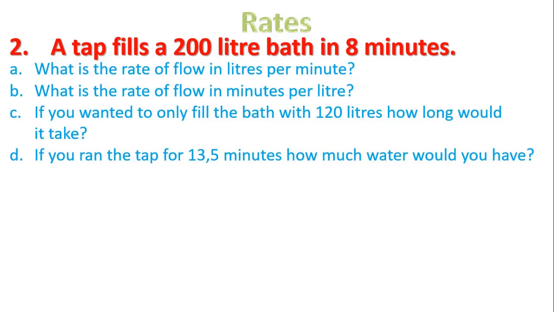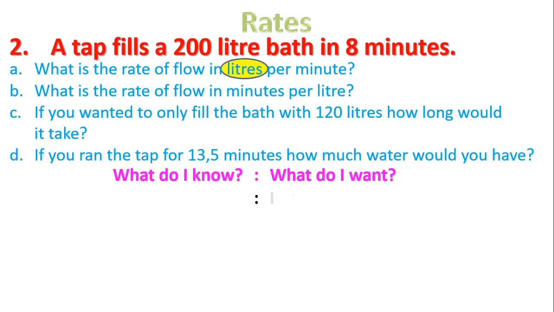So, let's get going. 2A. Now we start off as we always do. What do I know? What do I want? Well, question A says, what is the rate of flow in liters per minute? So what do I want to know? I want to know how many liters happen in 1 minute. So what I want is liters. What I know is my per minutes.